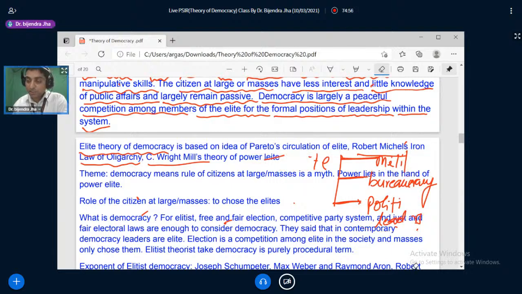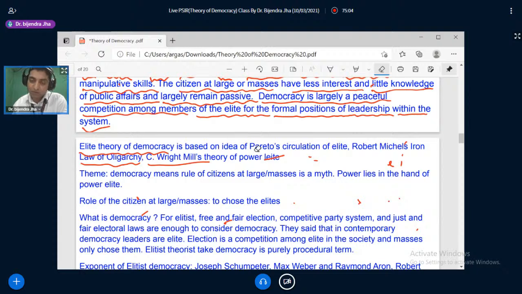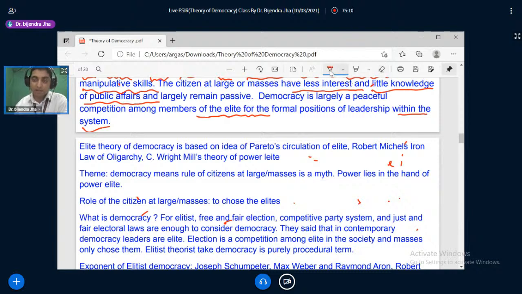If you got the three, the next topic that we are going to discuss is power, in which we are going to discuss all these power theories, the elite theory of power. So see, the elite theory of democracy is based on Pareto's circulation of elite, Robert Michels' iron law of oligarchy, and C. Wright Mills' theory of power elite.